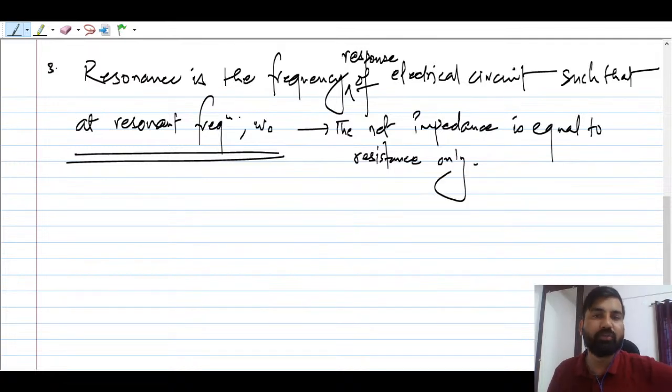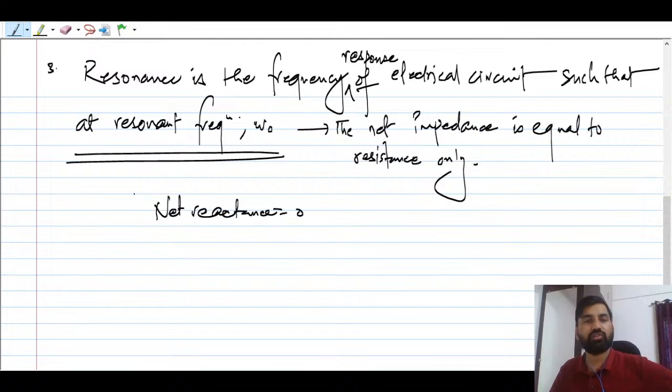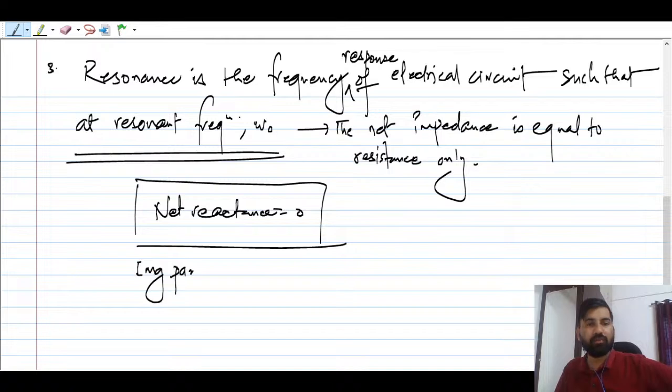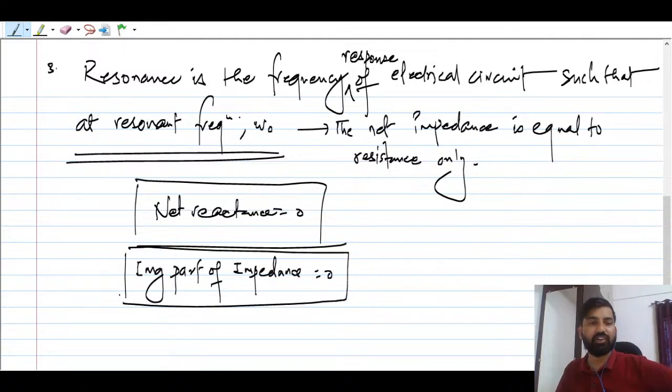So this is a very important point that you have to remember. Resonance is the frequency response of an electrical circuit such that at resonance frequency omega naught, the impedance is equal to 0. What is the meaning of that? Net impedance is equal to resistance, meaning net reactance should be equal to 0. Or you can say, in other words, the imaginary part of impedance should be equal to 0 at resonance. This is very important, right?